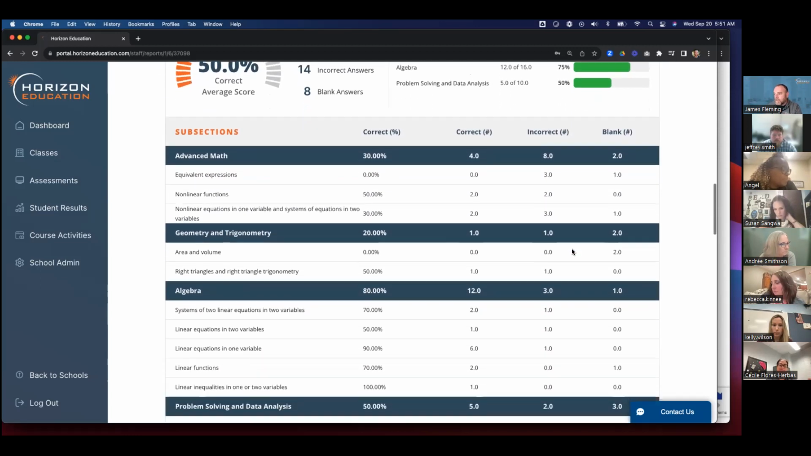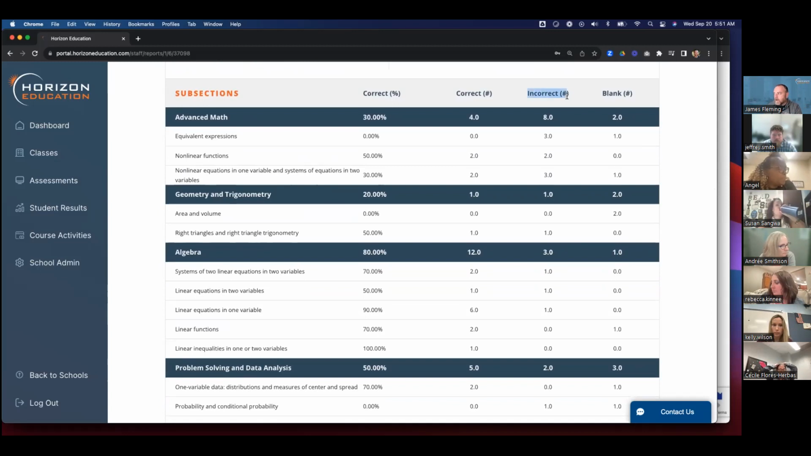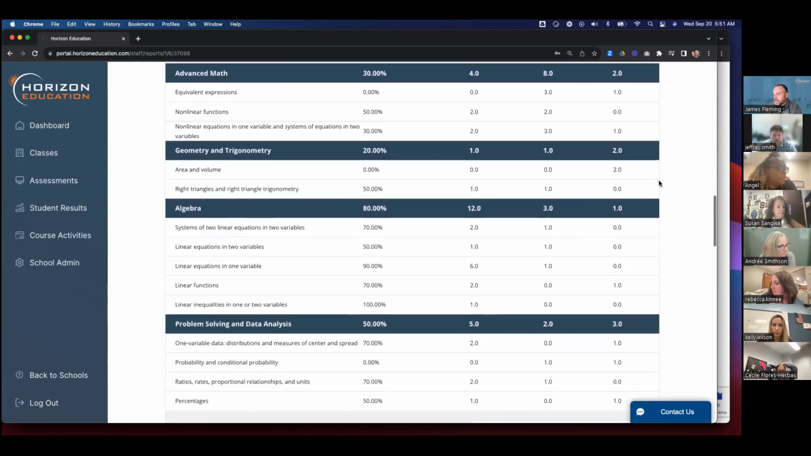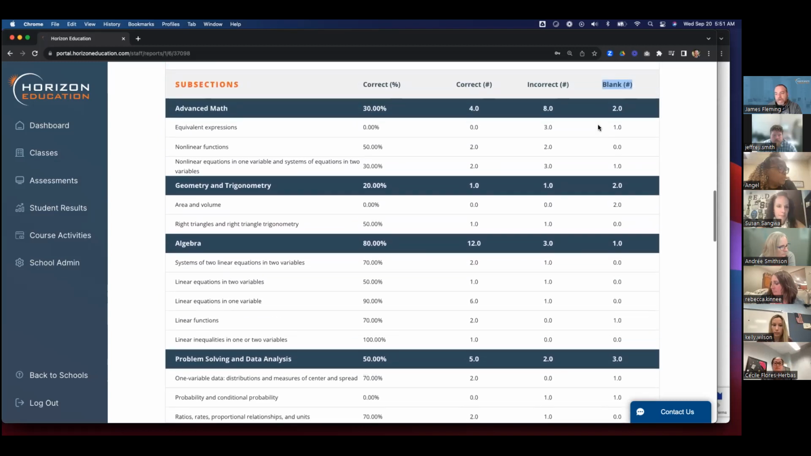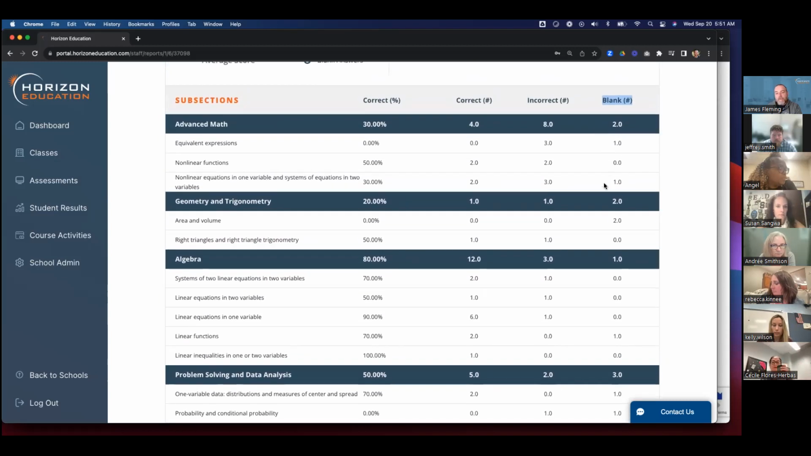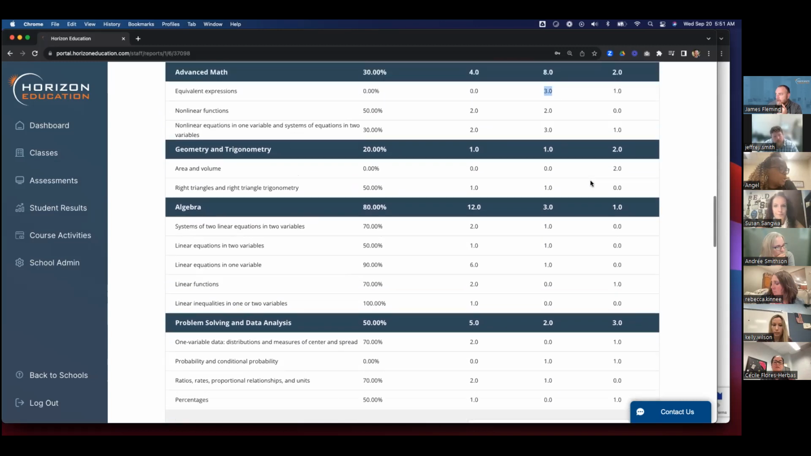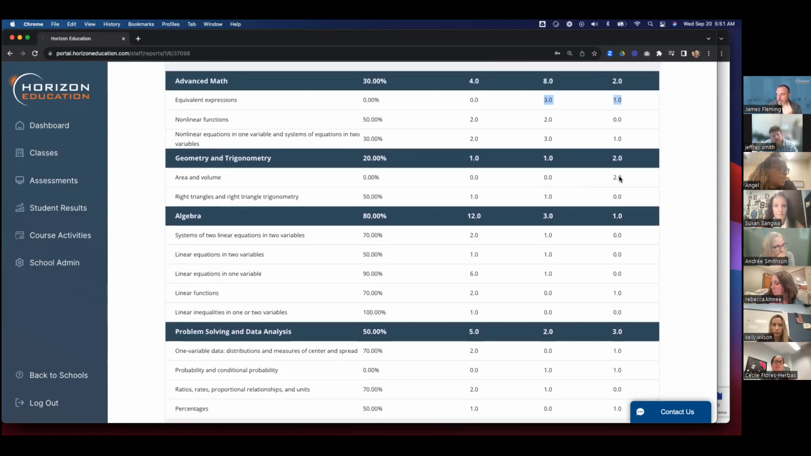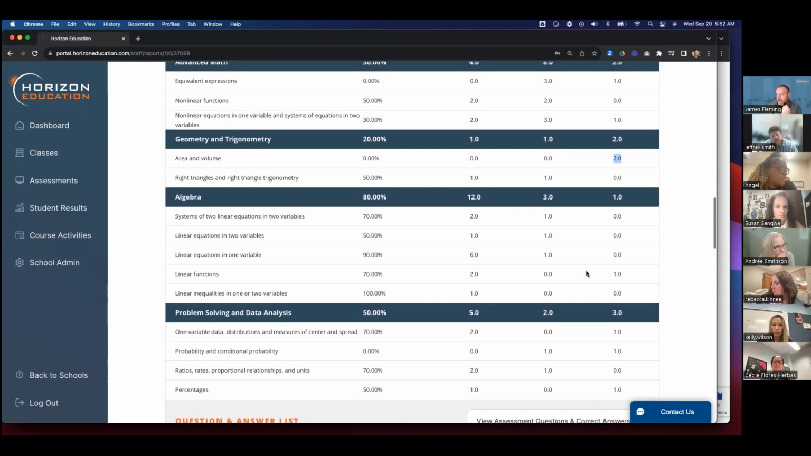Same thing in math. Same idea. We've got our correct, we've got our blanks. This student didn't answer all of their math items, so you can see we've got a couple of blanks showing up here, which is fine, but that's obviously an area where we would want the student to be able to pick up those points. So if I'm scanning through here, on equivalent expressions there were still 4 points left, 2 points left on area and volume, and a point here on linear functions. Those are all areas where this student can continue to improve their overall performance.